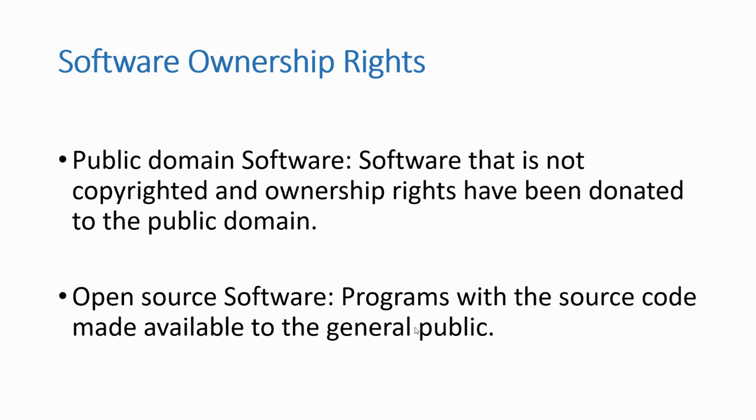And next is software ownership rights. In the software ownership rights, we have public domain software and open source software. Public domain software is not copyrighted, and ownership rights have been donated to the public domain. While open source software is programs with the source code made available to the general public, and that can be explored.